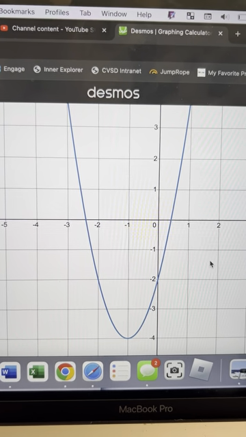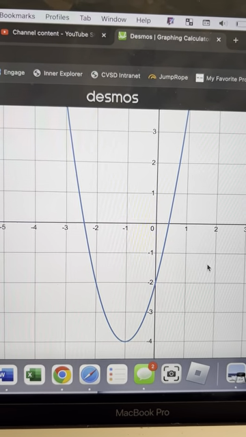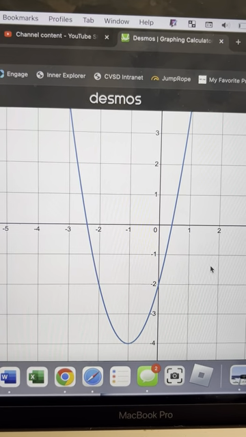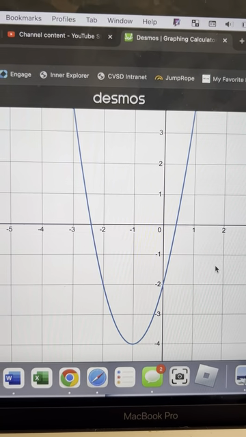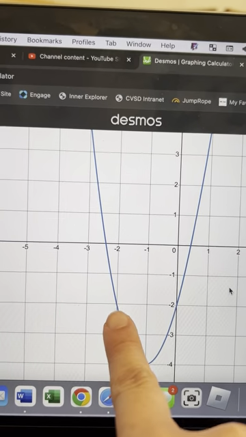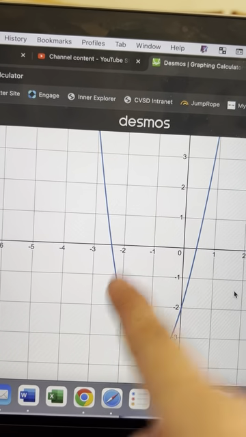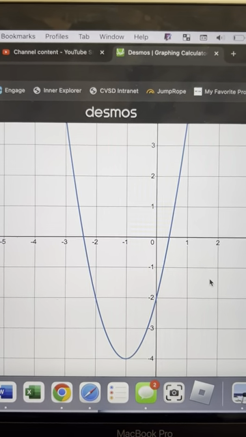We needed our vertex and we needed our a value. And again, you could use a whole bunch of different points to calculate your a value. If I was to pick one, I probably would pick that one right there. But you can calculate your a value as well.